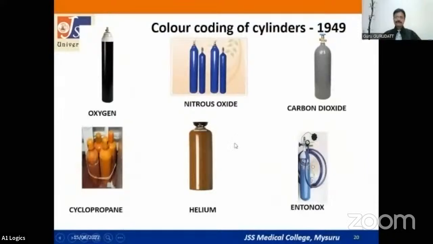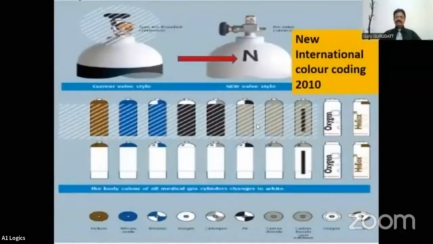Color coding of the cylinder is another very important safety feature that was introduced in 1949, that is the international color coding. That is still being used in India. The international color coding for oxygen is a black body with white shoulders. Nitrous oxide, both the body and the shoulders are French blue. Carbon dioxide is gray and helium is brown. Cyclopropane is orange. Entonox is a blue body with blue and white shoulders. In 2010, a new international color coding was introduced. Of course, in India, we have not adopted it, but sometimes in the examination, you may be asked.